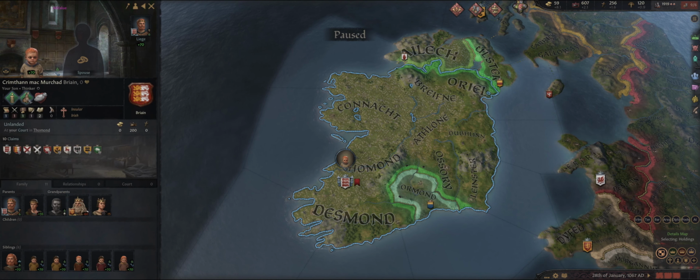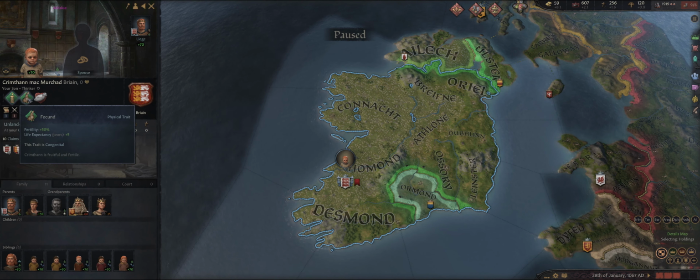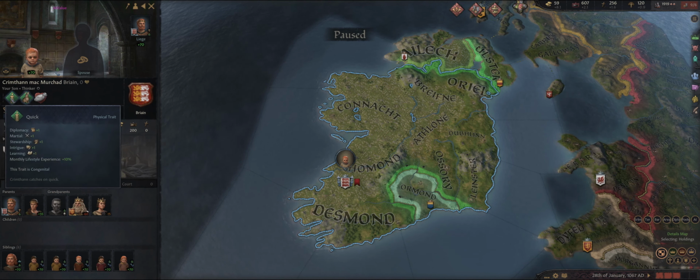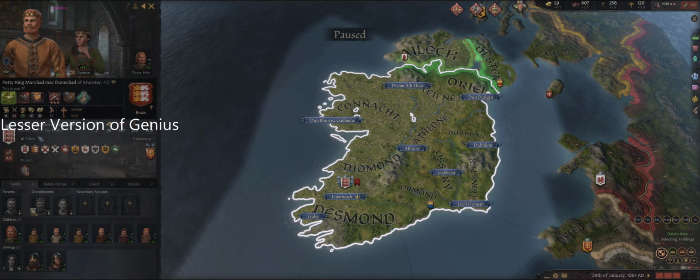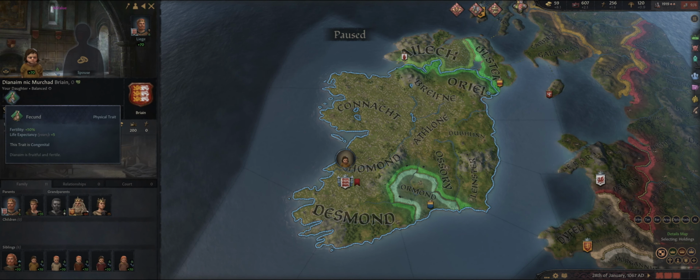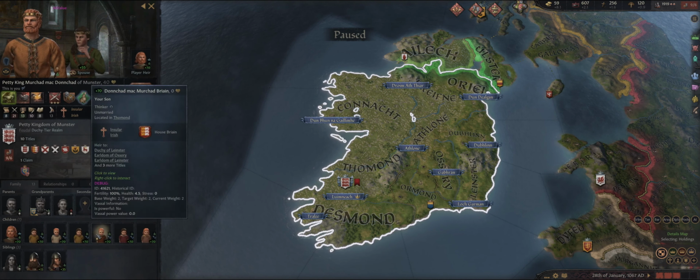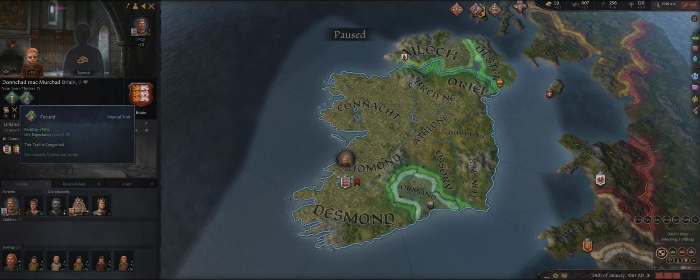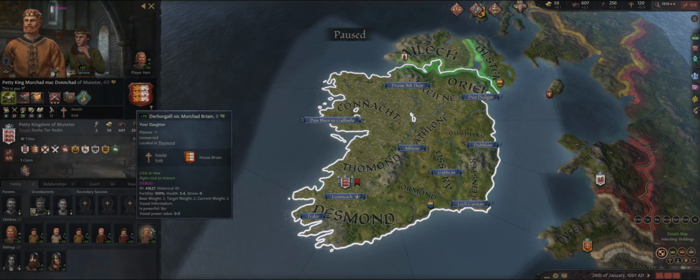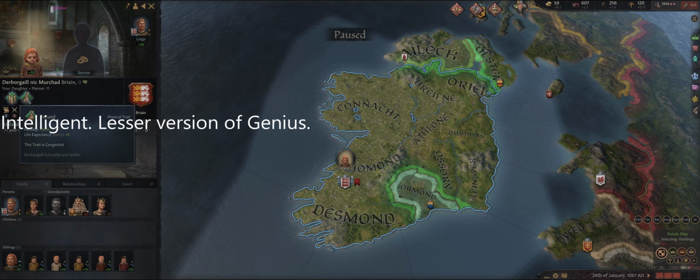But these two are traits that should pass on, and you can see we did pass on fecund, but we passed on a lesser version of quick. The third child was fecund, but not a genius. The fourth child was quick and fecund again. The fifth child again was fecund, but this time a genius. And the last child was a genius and fecund.